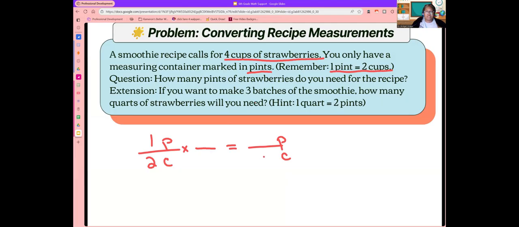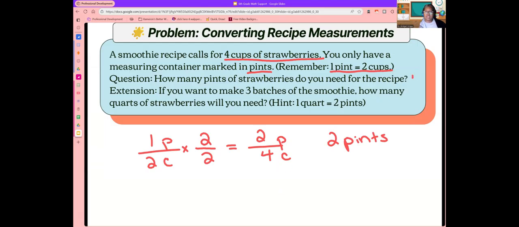We know that we have 4 cups of strawberries, but we need to know how many pints of strawberries that will be. So that's our missing part. But we can look at the relationship between the numbers that we do know. We know both sets for cups. How can we get from 2 to 4? If we multiply 2 times 2, that gives us 4. With equivalent ratios, we need to do the same thing to the denominator as well as the numerator. So 1 times 2 equals 2. In this case, we would have 2 pints of strawberries because that is the same as 4 cups.